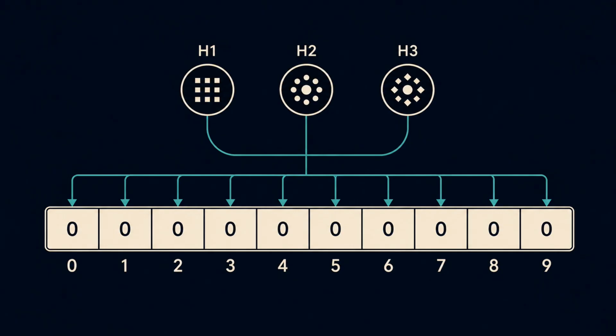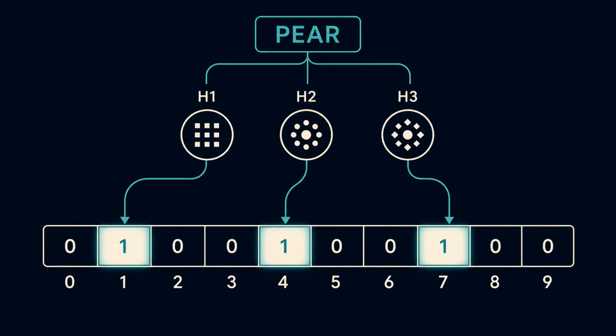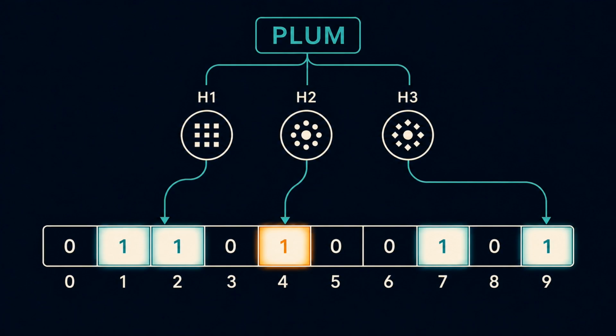The structure is a bit array initialized to 0, plus several hash functions. Use a tiny example with 10 bits and 3 hashes. Insert the fruit pear. The 3 hash functions map pear to positions 1, 4, and 7, so those bits become 1. Now insert a plum. It maps to 2, 4, and 9. 4 was already set, the other 2 become 1.